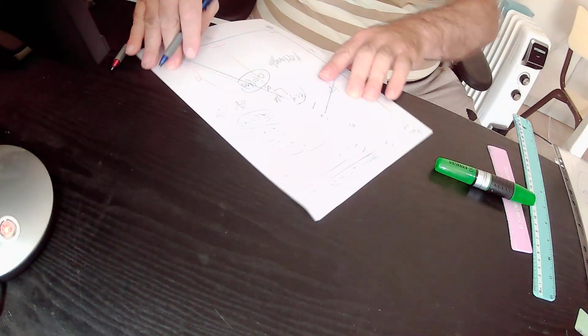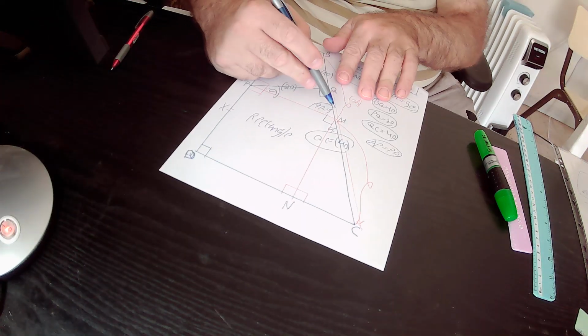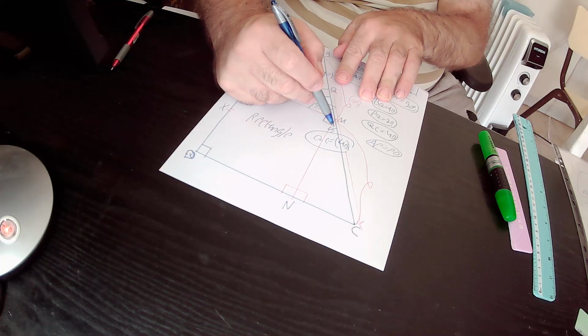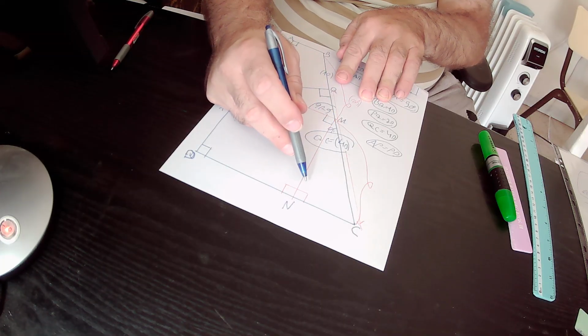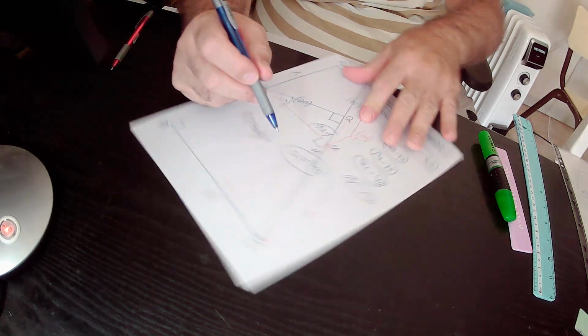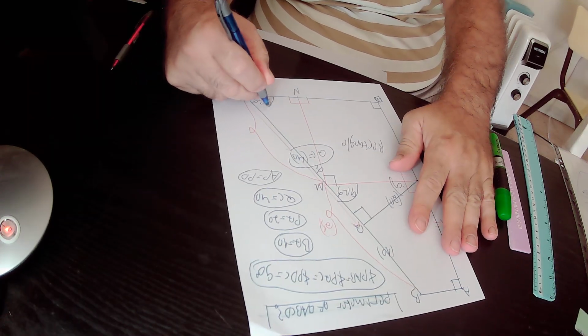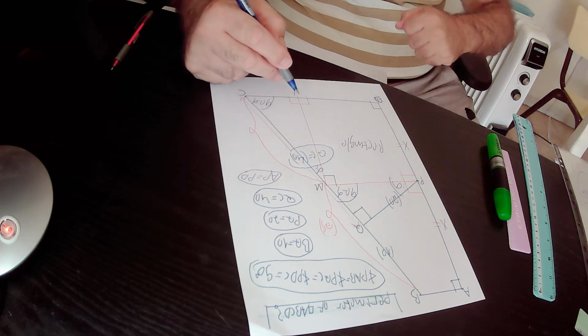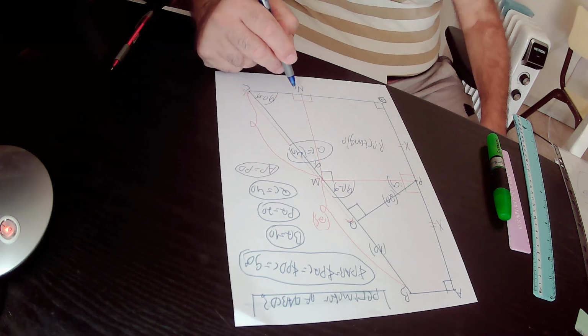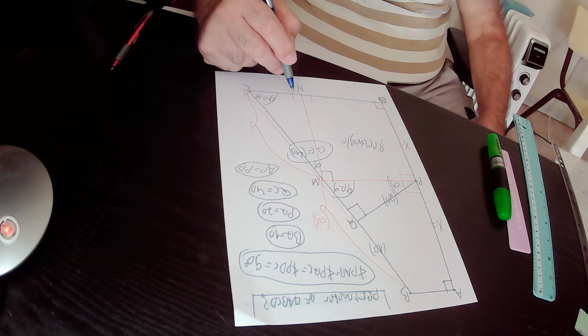So in the right triangle MNC, this angle equals alpha, this angle equals 90 degrees, and therefore this angle must be equal to 90 degrees minus alpha. 90 degrees minus alpha plus alpha is 90 degrees, and 90 degrees plus 90 degrees is equal to 180 degrees. That is the sum of the angles in a triangle.